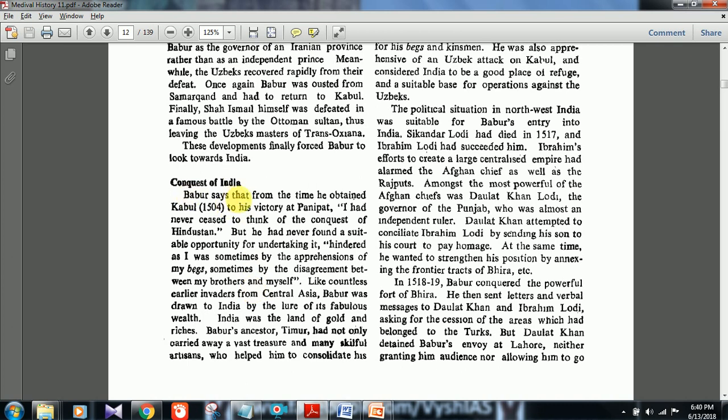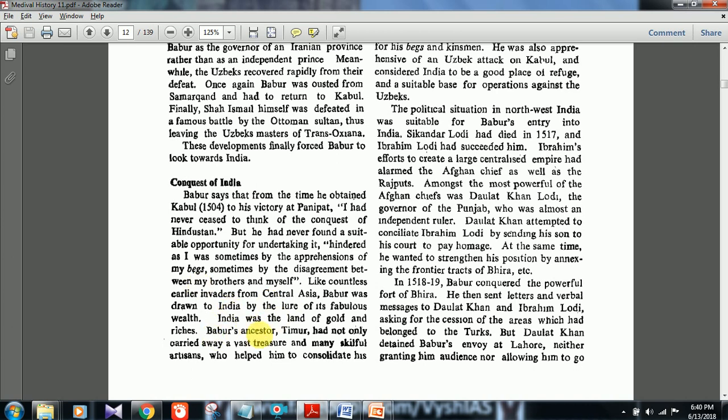So Babur says that from the time he obtained Kabul in 1504 to his victory at Panipat, which will come later, in 1526, he had never ceased to think of the conquest of Hindustan, but he had never found a suitable opportunity for undertaking it. So like countless earlier invaders from Central Asia, Babur was drawn to India by the lure of its fabulous wealth. You know, the Britishers also came later because of the spices and all those things. So seeing India's wealth, gold, mines and riches, Babur also wanted to invade India. And also he did not have any other option, because on the other side he was going on losing places, Samarkand, Herat and all.